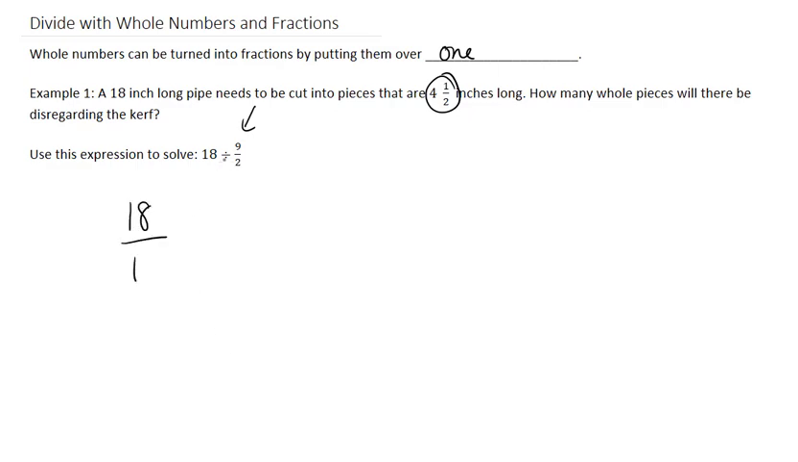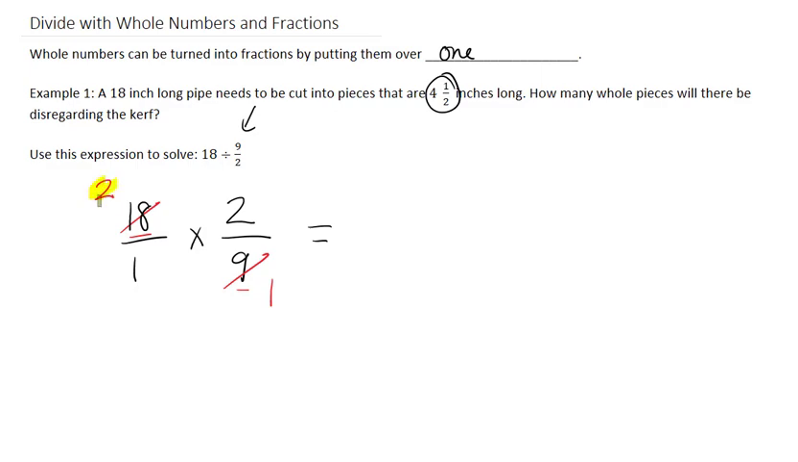Then we have this division symbol, but we can change that to multiplication if we multiply by the reciprocal of the second number. So we have 18 over 1 times 2 over 9, and now we can solve. But before we solve, we can see that this 9 and this 18 both have a factor of 9. So 18 divided by 9 is equal to 2, and 9 divided by 9 is 1.